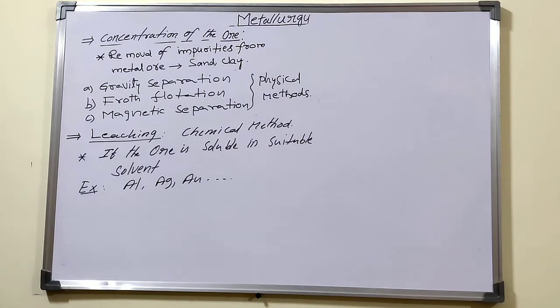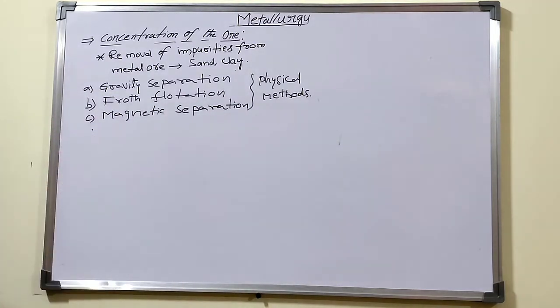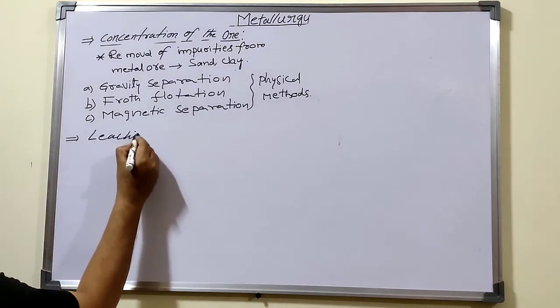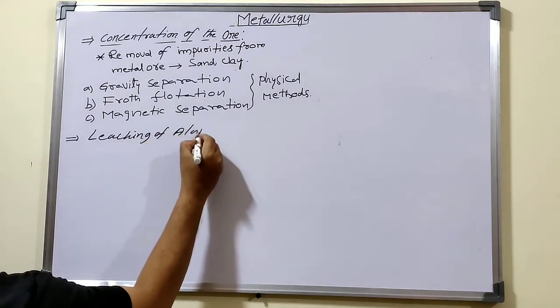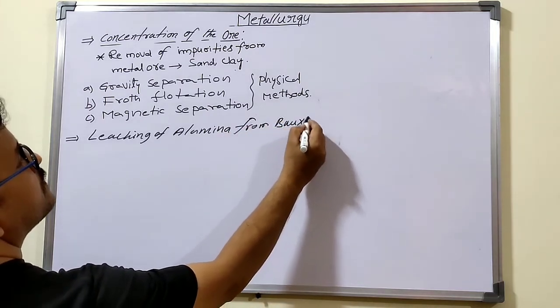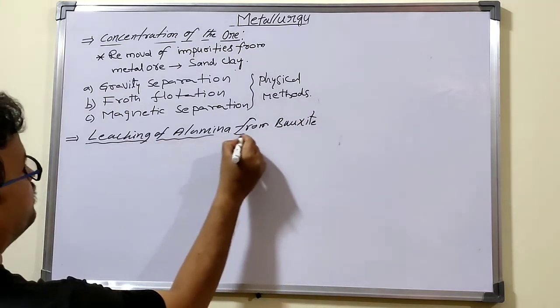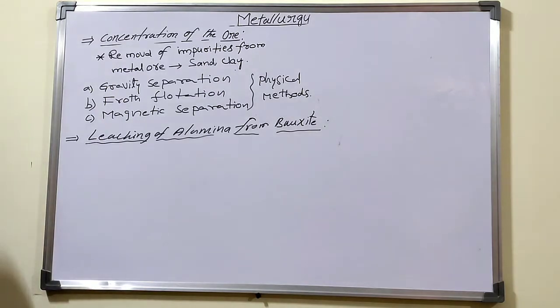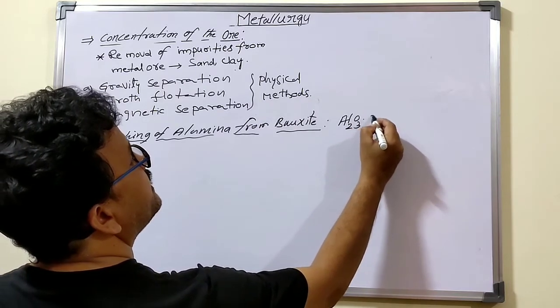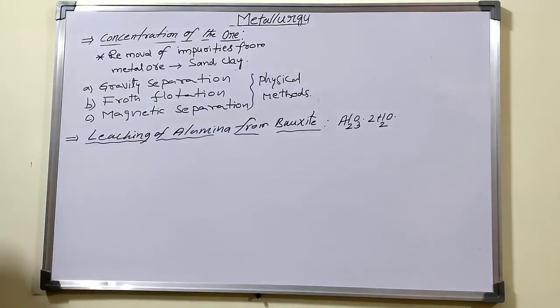Let me discuss what is included in this. Leaching of alumina from bauxite. You know very well that bauxite is an aluminum ore, with the formula Al2O3·2H2O. From bauxite we extract aluminum, so we concentrate bauxite to get aluminum.